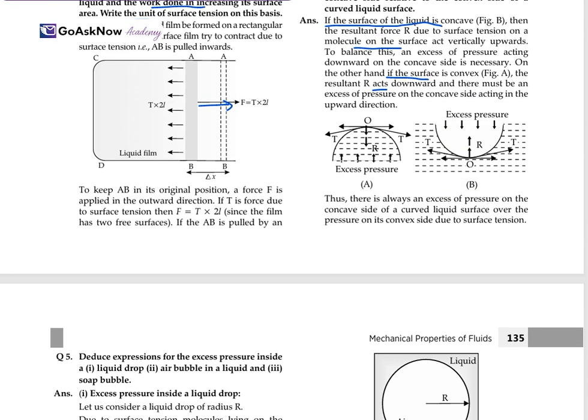Thus, there is always an excess pressure on the concave side of a curved surface over the pressure on the convex side. On the concave side, there is more pressure due to the curved liquid surface over the pressure on its convex side, due to the surface tension.